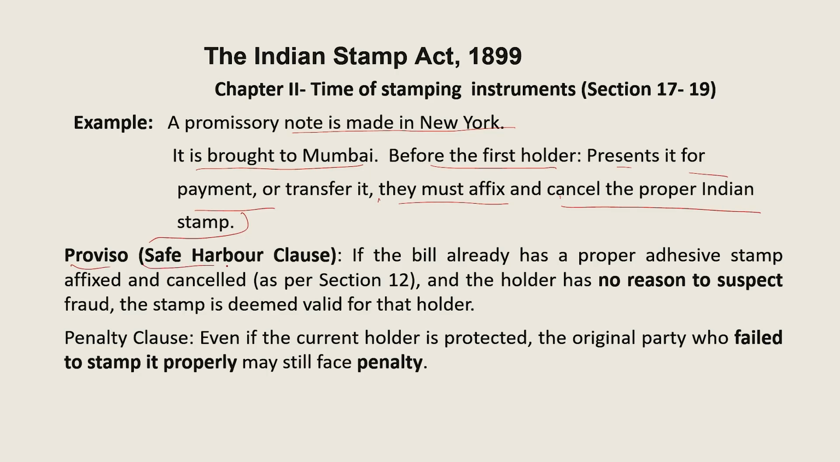The proviso, the safe harbor clause. Now if the bill already has a proper adhesive stamp which is affixed and cancelled as per Section 12, and the holder has no reason to suspect fraud, then the stamp is deemed valid for that holder, and the penalty clause does not apply to them. Even if the current holder is protected, the original party who failed to stamp it properly may still face the penalty.